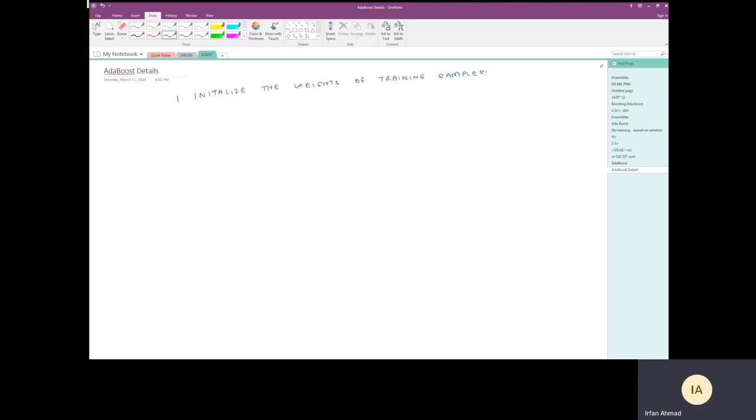Let's denote the weight of a sample i as alpha sub i at the first time step. So it's basically 1 over m, where m is the total number of training samples. Okay, so initially we give equal weight to every training sample. That's our step 1.